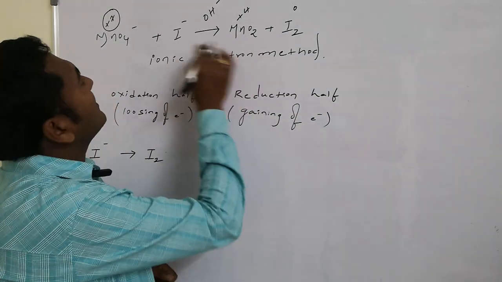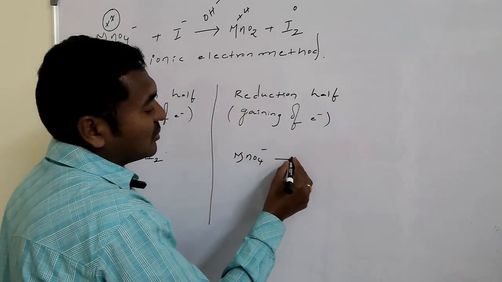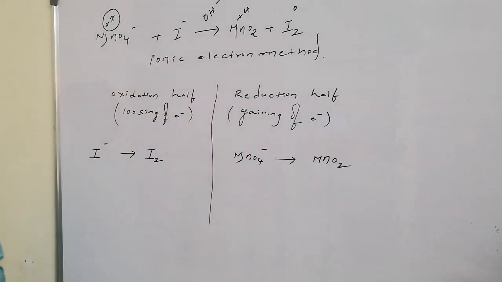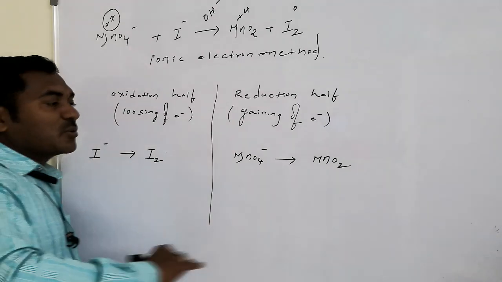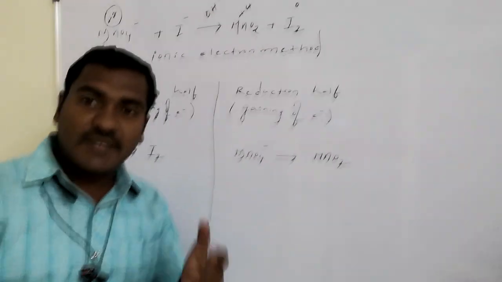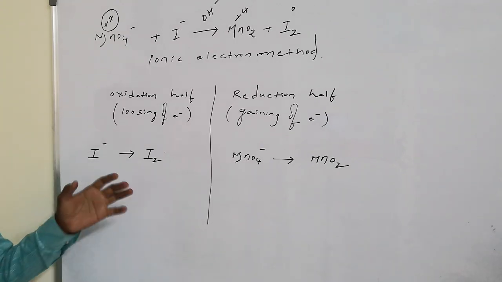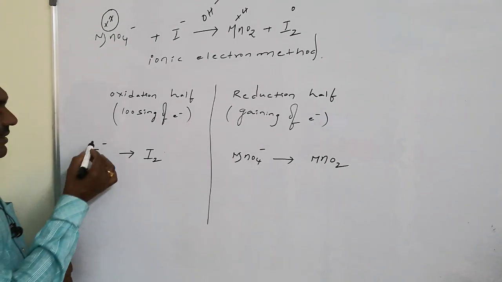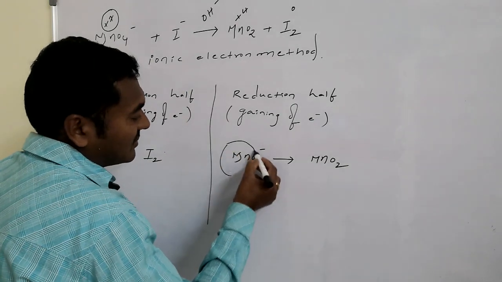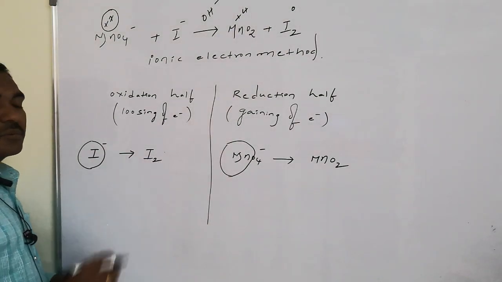Similarly, reduction is gaining of electrons, which stands for a fall in oxidation number, that is, MnO4 minus is converted to MnO2. To balance these individual halves, the oxidation half as well as the reduction half, one thing we have to do is maintain the law of conservation of the central atom. Here our central atom is I, whereas here the central atom is manganese. In order to maintain the number of central atoms, one I is converted to I2.